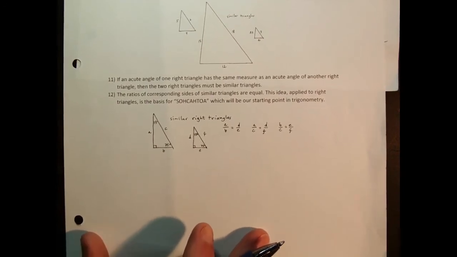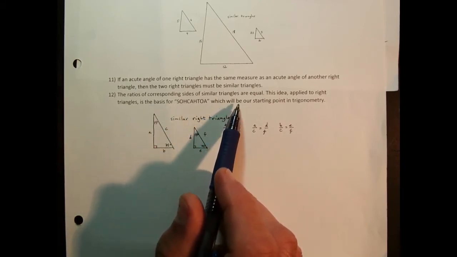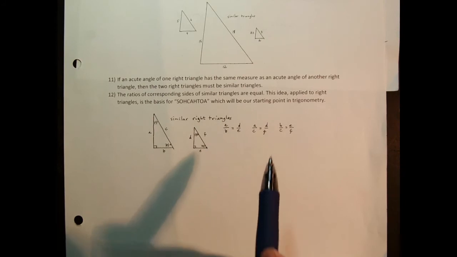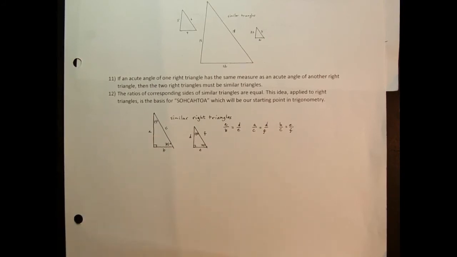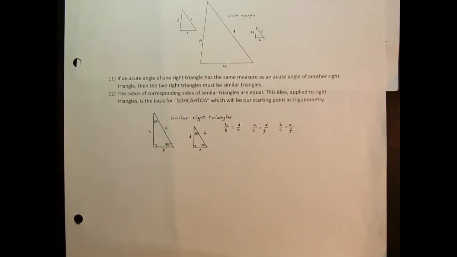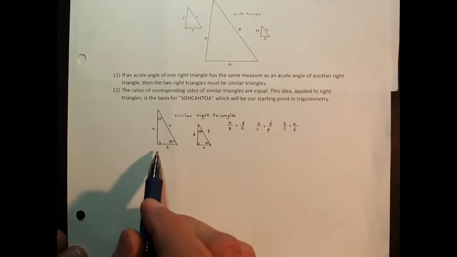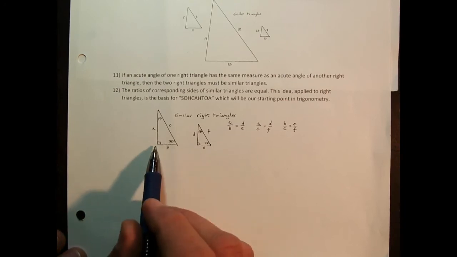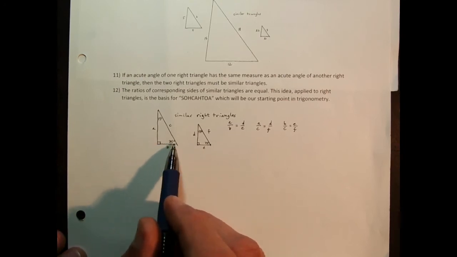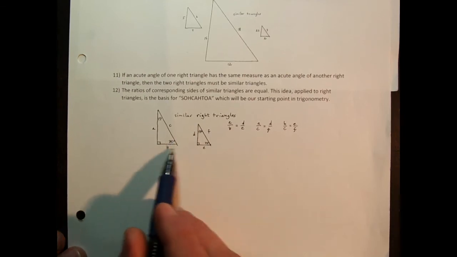And finally, the 12th statement here, the ratios of corresponding sides of similar triangles are equal. This idea applied to right triangles is the basis for our mnemonic SOHCAHTOA, which will be our starting point in trigonometry. And I illustrate that with a picture here of one right triangle. These are both right triangles. One right triangle has angles 90, 75, 15. This other one has the same angles, right? 90, 75, 15, so they've got to be similar.